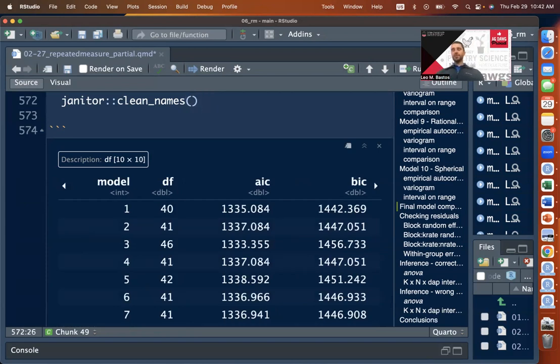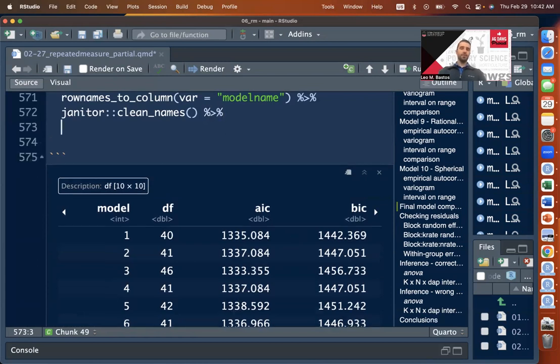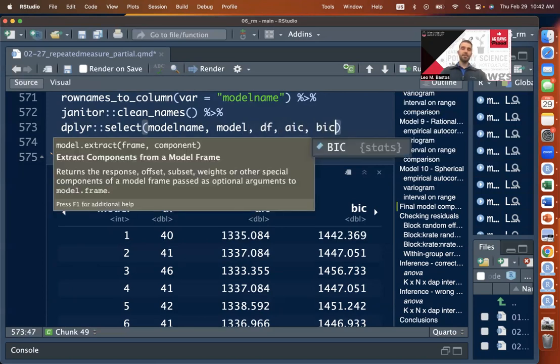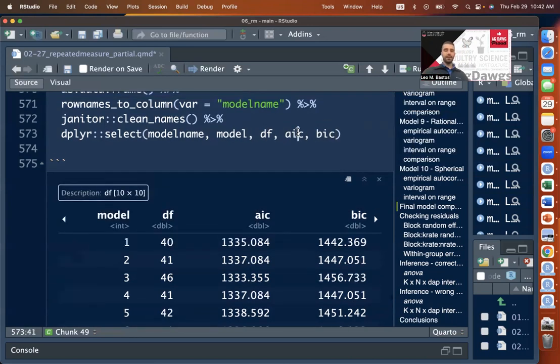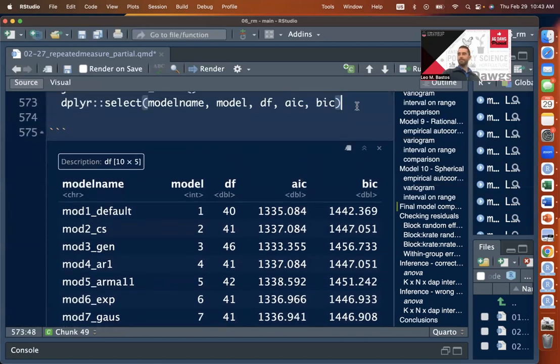I do want to select just a few columns here because we have some that we're not really using. So let's add a pipe. I want to use a dplyr select. And I really just want to keep model name, the one that we brought in from the row names. So model name, model, which has a model number. This column here was coming from the ANOVA function already. DF, so we keep an eye on the degrees of freedom, and then AIC and BIC. So I'm leaving behind all the others and just keeping those to keep things tidier.